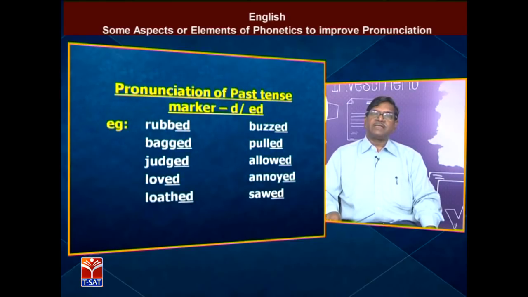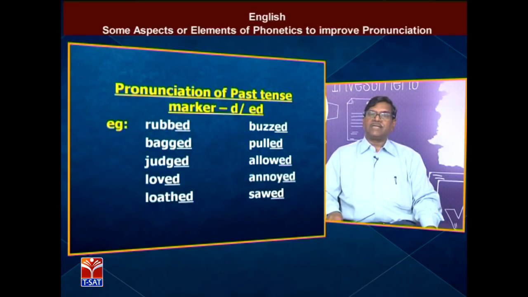If the present tense ends in any voiced sound, including vowel sounds, other than d, the past tense marker is pronounced as d. For instance, rub, rubbed; bag, bagged; judge, judged; love, loved; loathe, loathed; buzz, buzzed; pull, pulled. In all these cases, the present tense ends with a voiced sound.